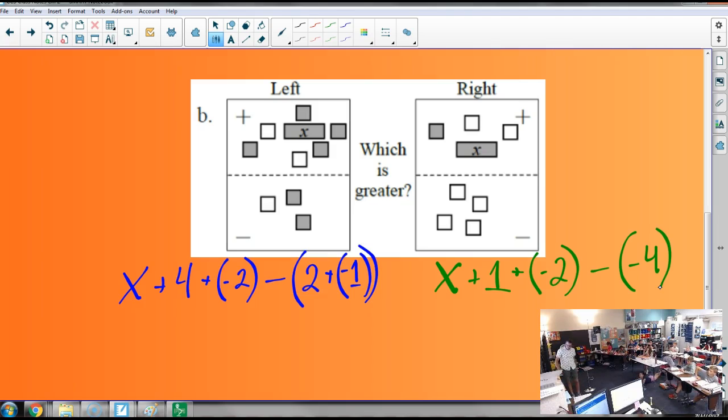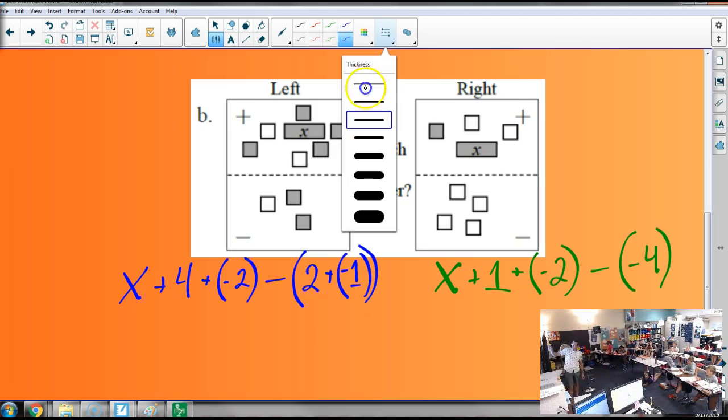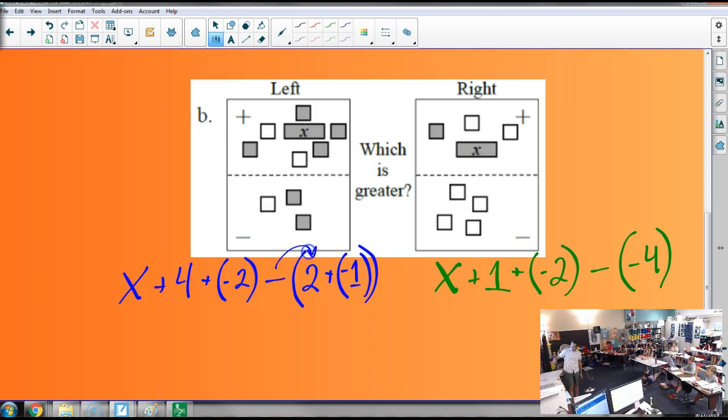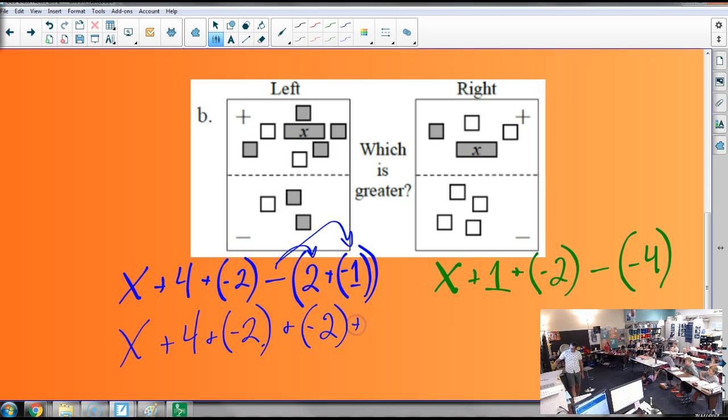X plus 3. Opposite. Opposite. Because I don't like subtraction. X plus 4. It's much easier than 4 plus negative 2. No, it's not. Are you crazy? Wait, negative 2. This is a type 2 claim, okay? It's just fun.